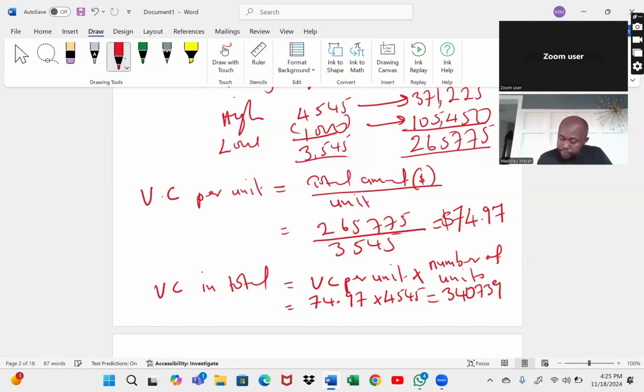739. This is my variable cost in total. Okay, so now let's calculate our fixed cost. Now we have our variable cost per unit, we have variable cost in total. Now we need fixed cost.